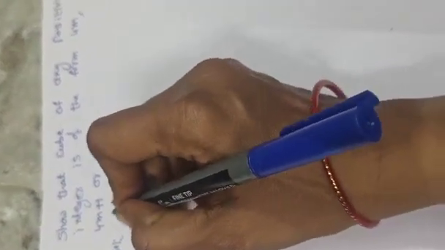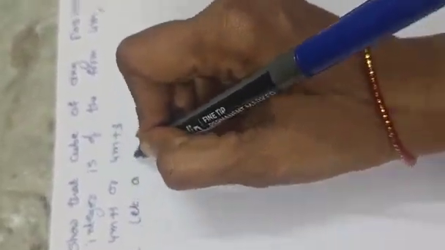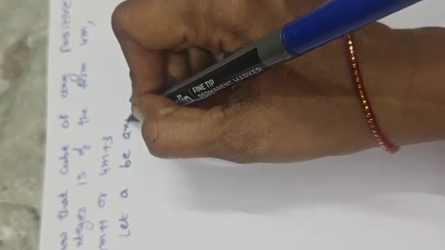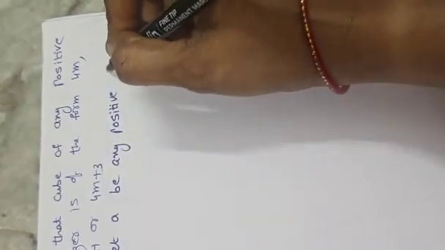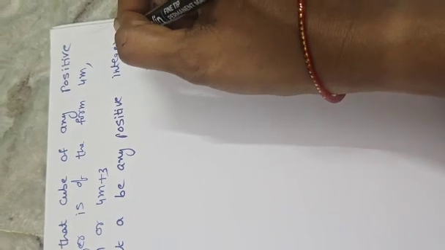Show that cube of any positive integer is of the form 4m, 4m plus 1 or 4m plus 3. In the textbook they gave 9m, 9m plus 1 or 9m plus 8. You do this sum and try to solve the textbook sum. For this you have to take one positive integer. So let us take, let a be any positive integer.